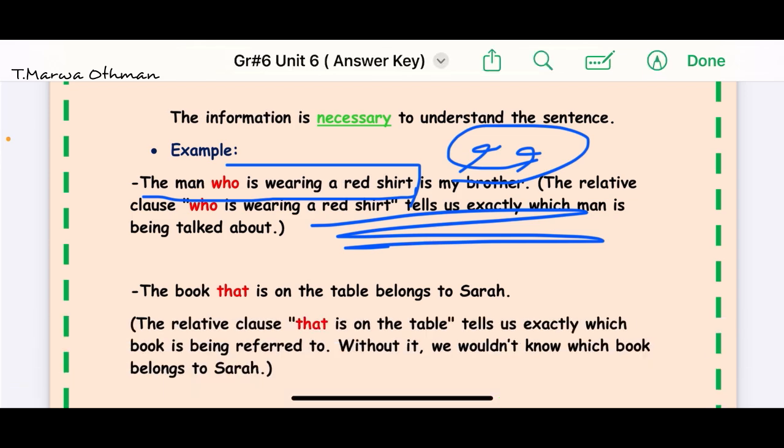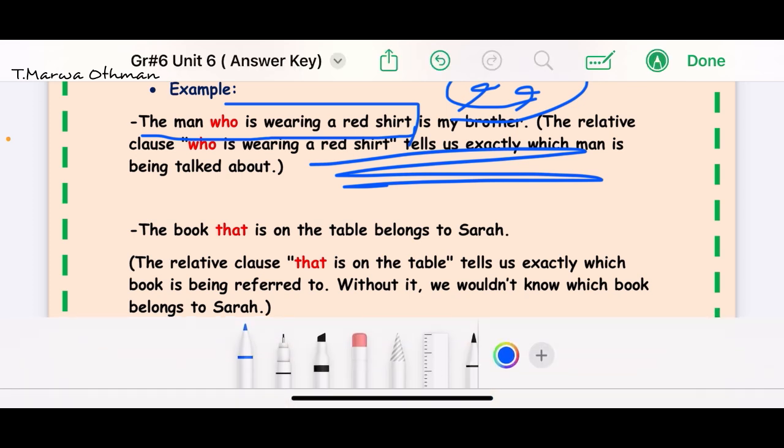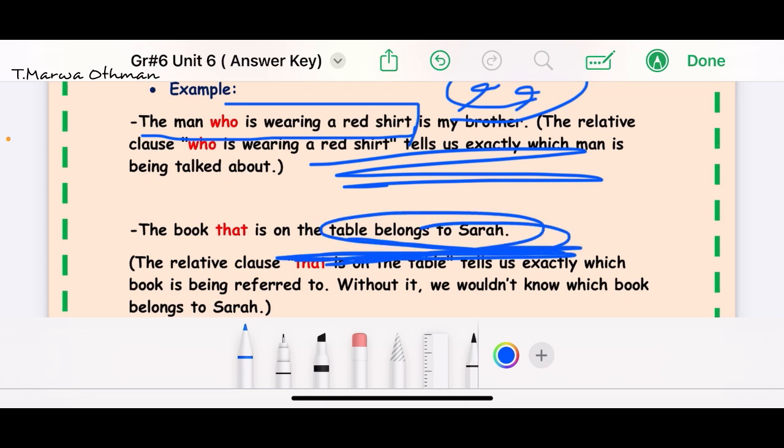Okay, let's see. So the book is on the table. Okay, and I stopped. You'd ask me, so what is going on with this book, which is on the table? I have to complete for you. It's so essential that it belongs to Sarah. It belongs to Sarah. I didn't add any commas, so it's a defining clause.